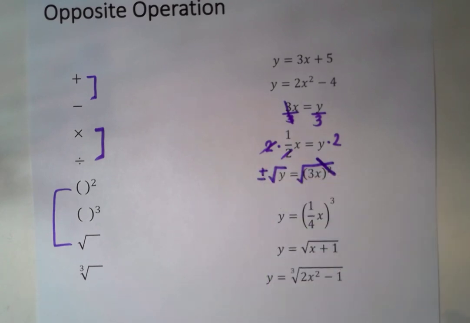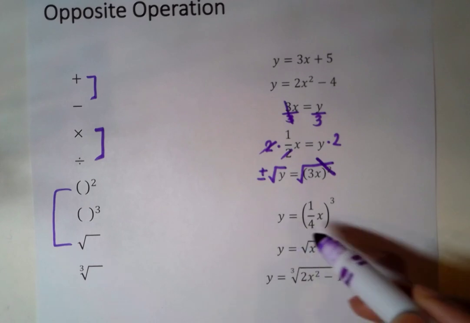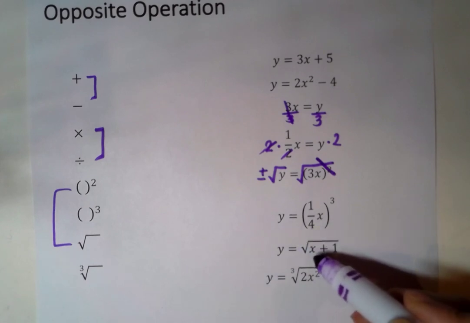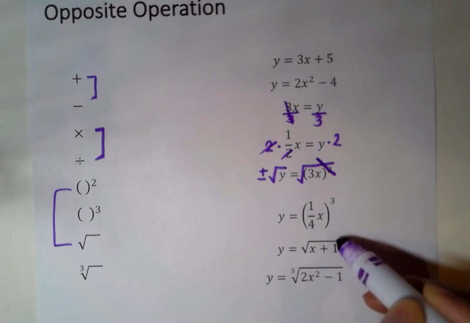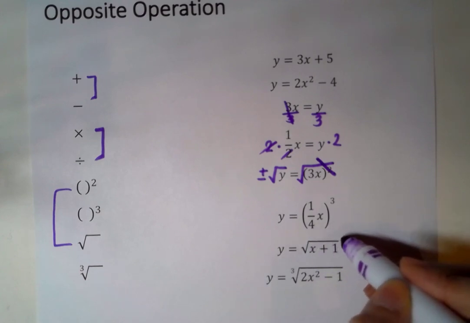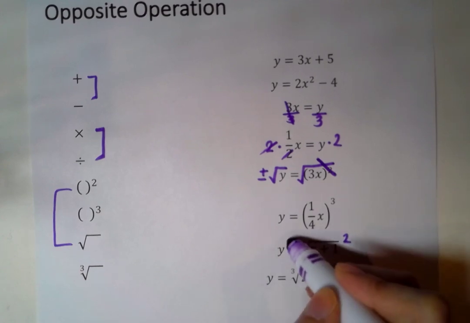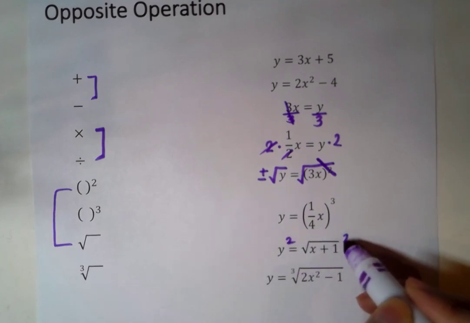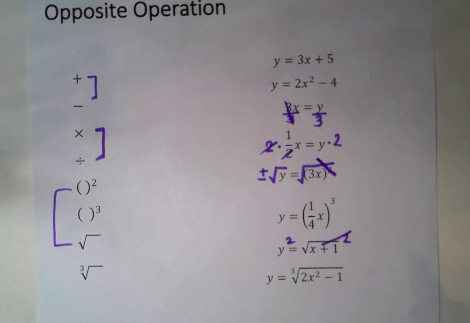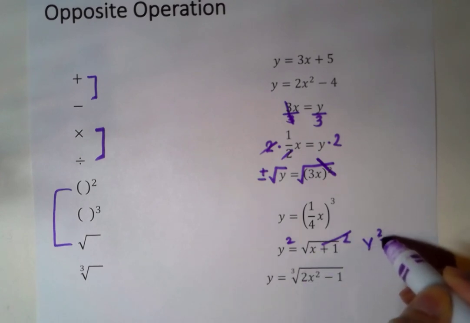Alright? And then when you have square root like this, look at this one first. When you have square root, you want to get rid of this. Then what do you do? To cancel that one, we square each side. You put the square. Then square root and square cancels out. And you get y squared equals x plus 1.